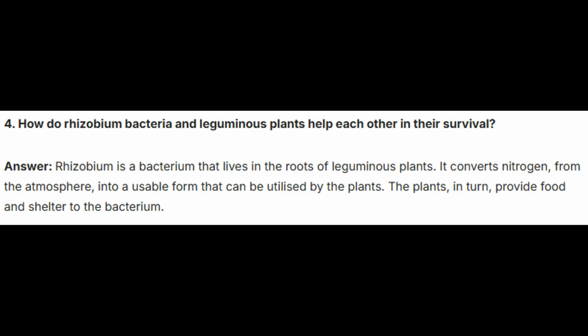Fourth, how do rhizobium bacteria and leguminous plants help each other in their survival? Answer. Rhizobium is a bacterium that lives in the roots of leguminous plants. It converts nitrogen from the atmosphere into a usable form that can be utilized by the plants. The plants in turn provide food and shelter to the bacterium.